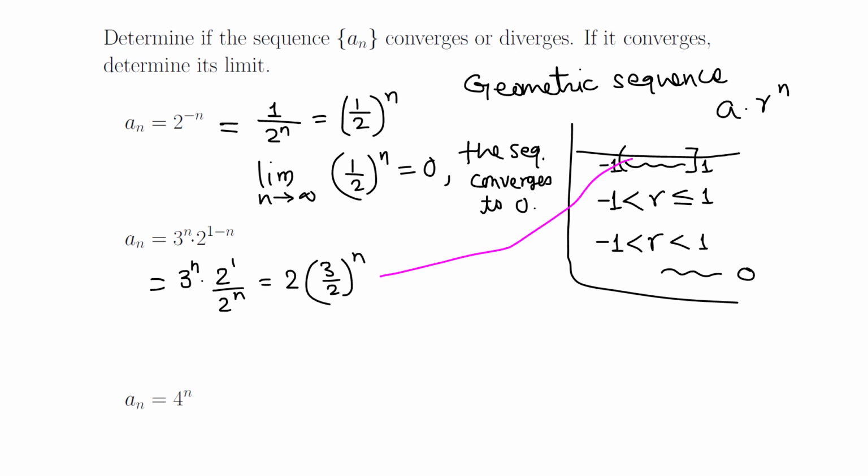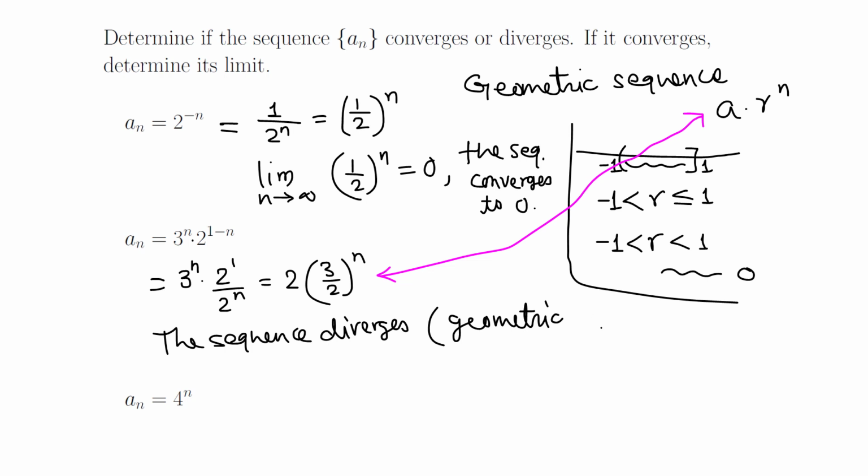Now this matches our geometric sequence, with a equal to 2, which is not important, and r equal to 3/2. That is bigger than 1. If r is bigger than 1, then the sequence diverges, meaning the limit will be infinity in this case. The sequence diverges. Why? It's a geometric sequence with r equals 3/2, bigger than 1.